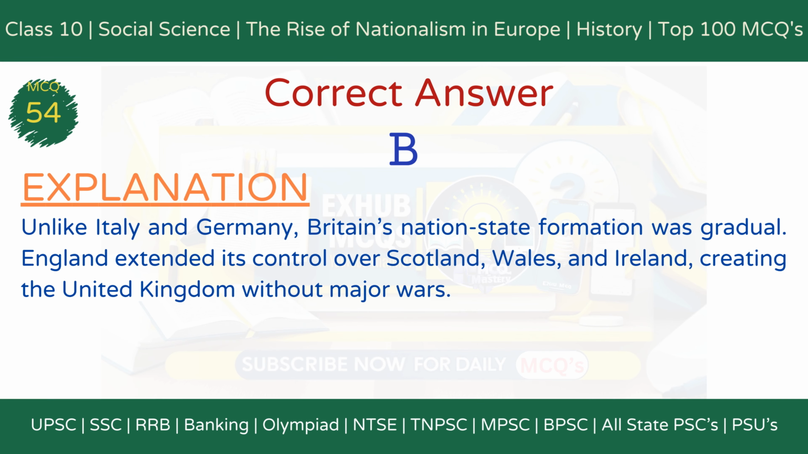The correct answer is option B, it occurred through a gradual process. Explanation. Unlike Italy and Germany, Britain's nation-state formation was gradual. England extended its control over Scotland, Wales, and Ireland, creating the United Kingdom without major wars.